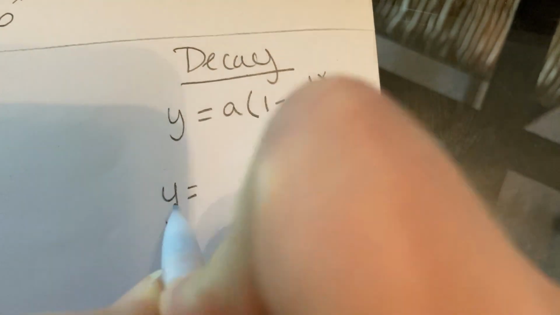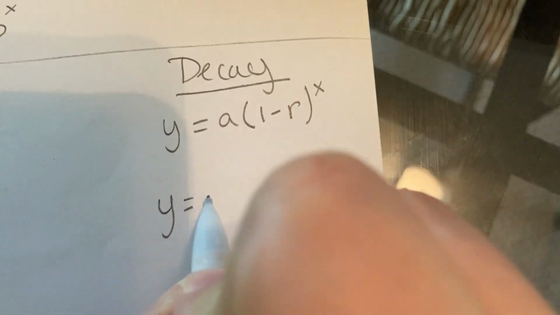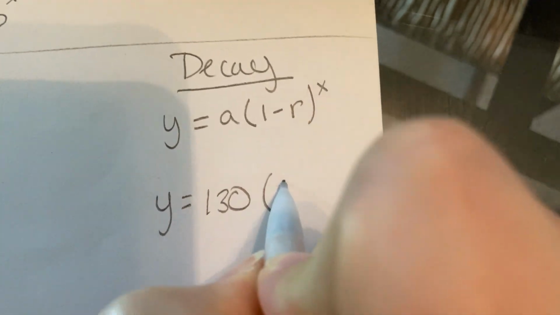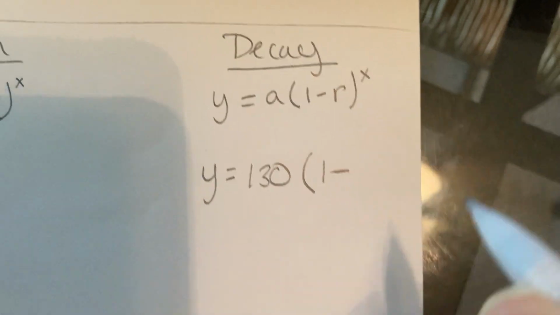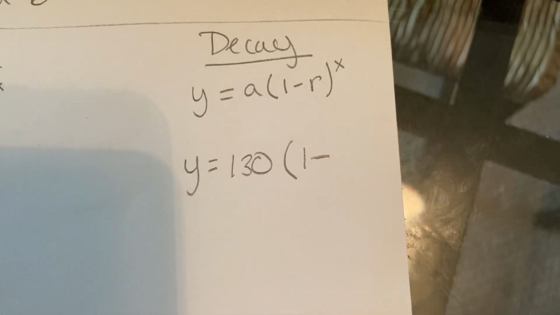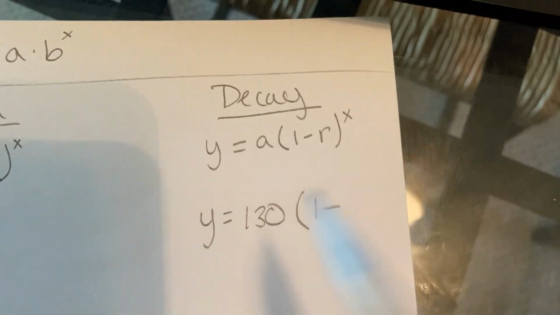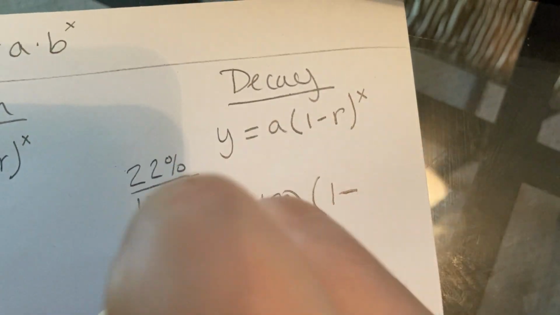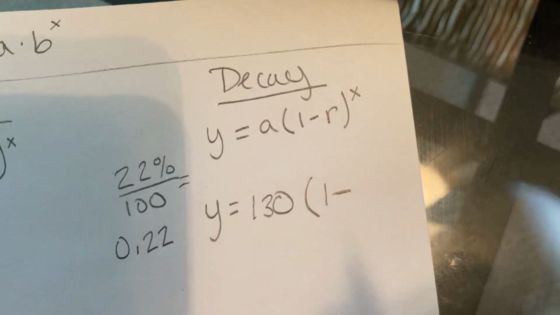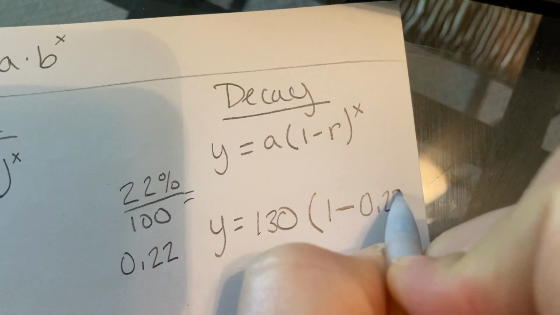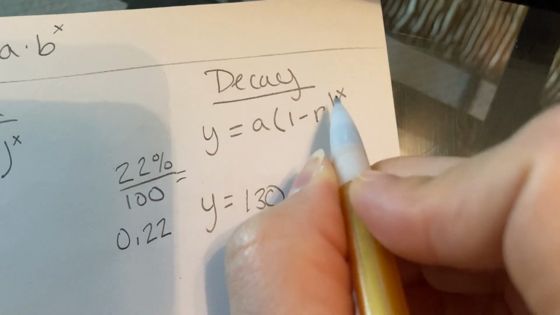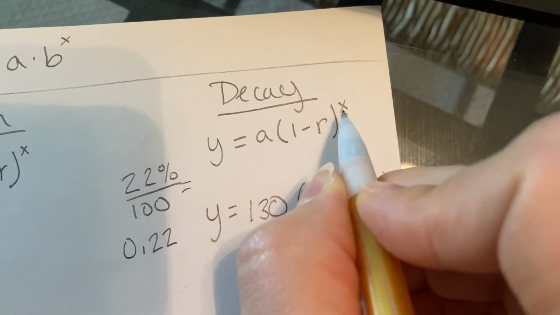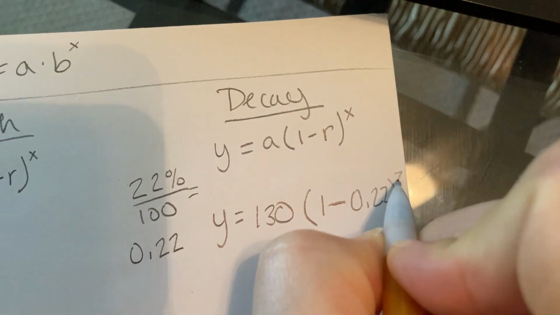So y equals, A is our initial amount. So this initially had 130 grams, 1 minus, and we need to put the rate in. It says it was decaying at 22% per minute. Now, I can't put a percent into the formula, so you need to change it into a decimal by dividing by 100 first. You're going to get 0.22. And then lastly, the x is going to be the time. So it says how much is remaining after 7 minutes. So I put a 7 in.